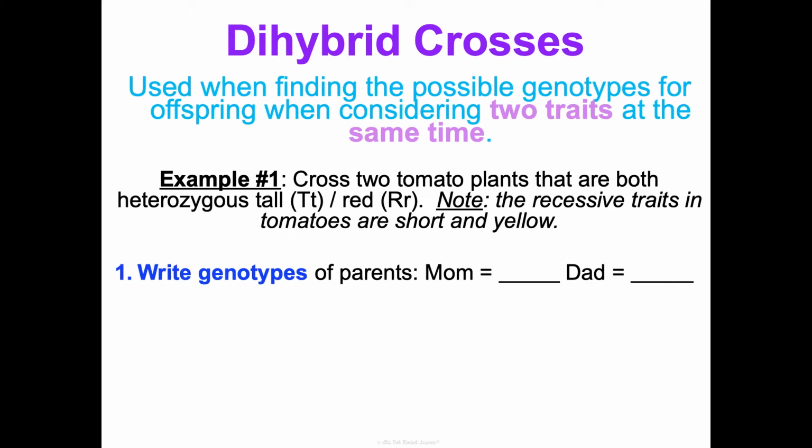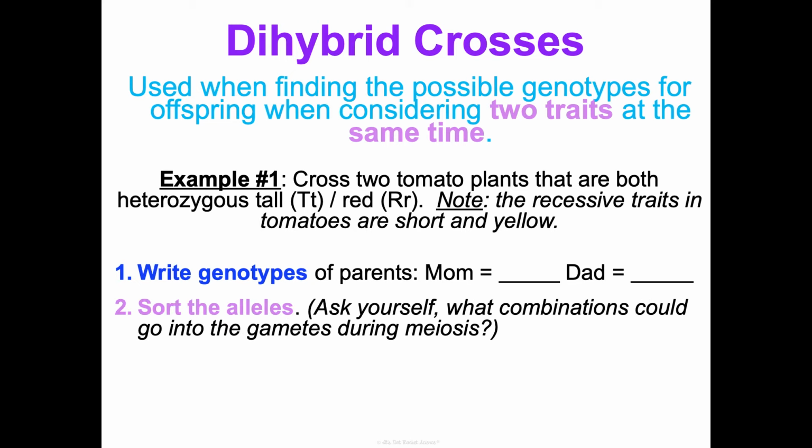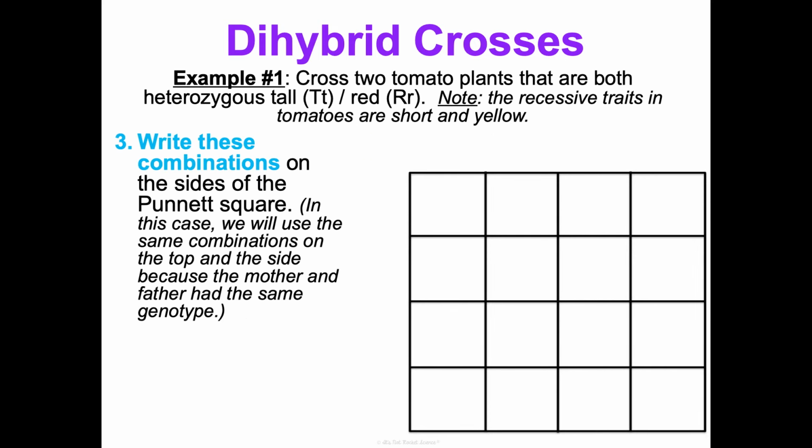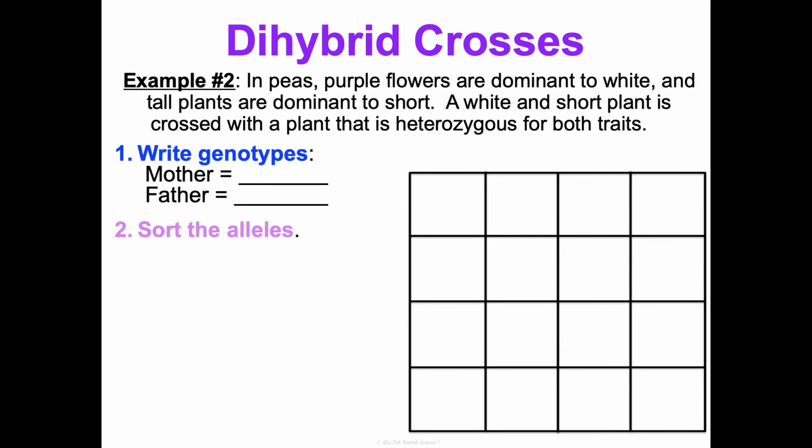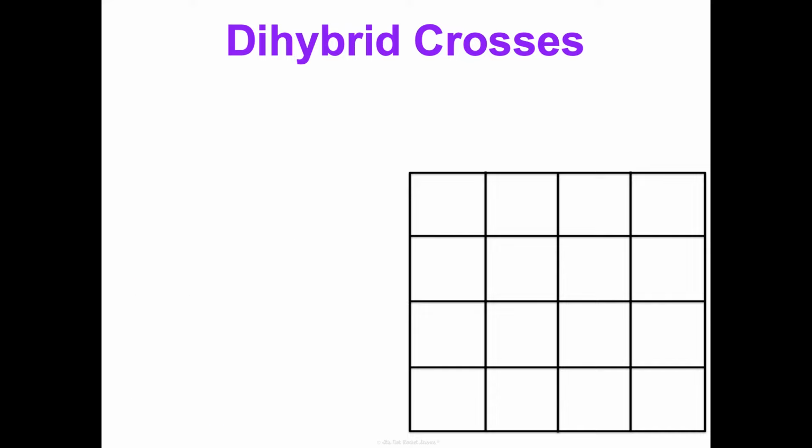You're going to find the genotypes of the parents first. Then you're going to sort the alleles and figure out the different combinations. I like to do FOIL like we do in algebra. And then you'll write those on the outside, you'll fill them in, and then you'll determine a phenotypic ratio. And we're going to do some examples in class together on this. So I'm not going to show you the answers because I want you to try that yourself.